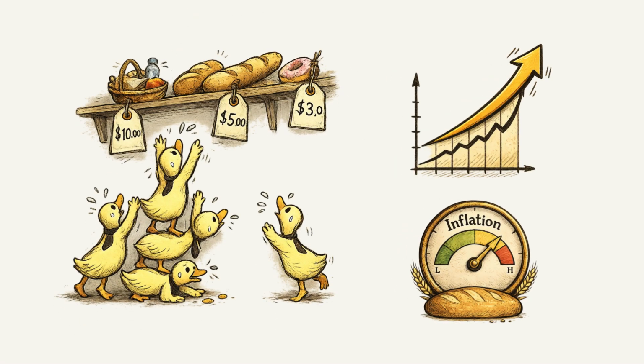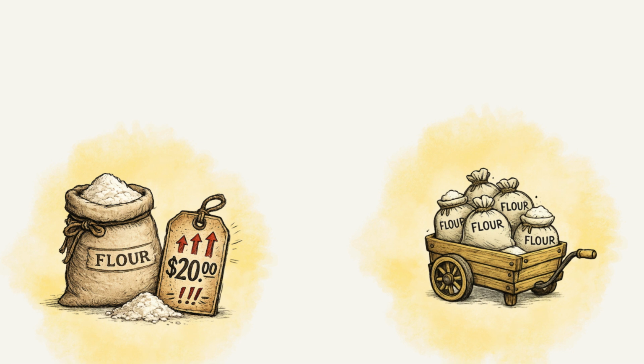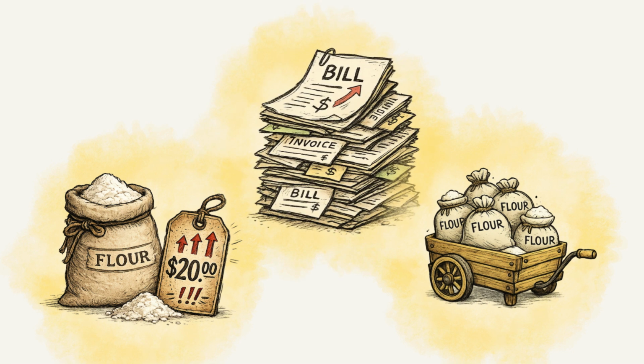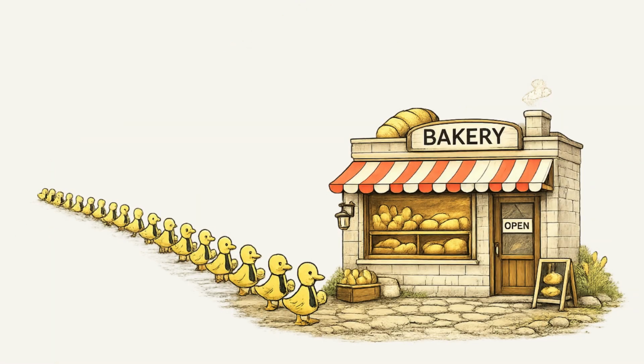So, prices rise. The bakery can also face higher costs. Flour gets more expensive. Delivery fees increase, bills pile up, and workers still need to be paid. To cover those expenses, the baker charges more for every loaf and sandwich. Those costs are passed directly to the innocent, hungry ducks.